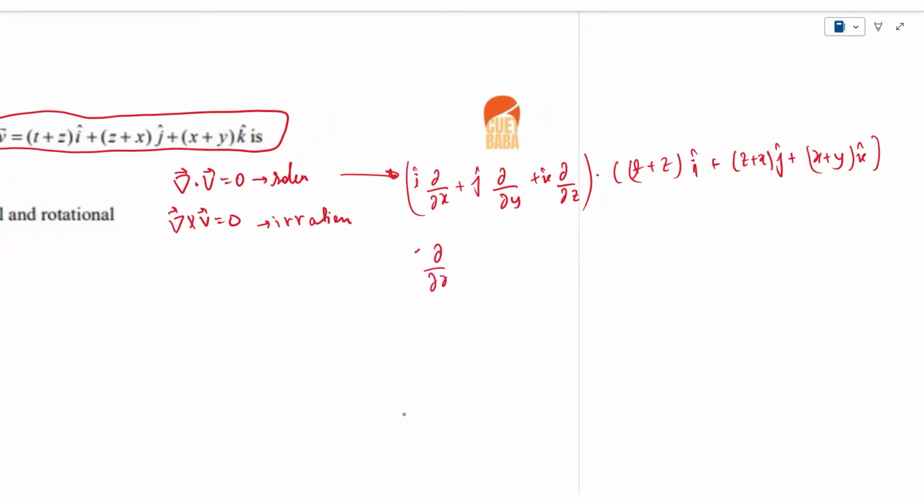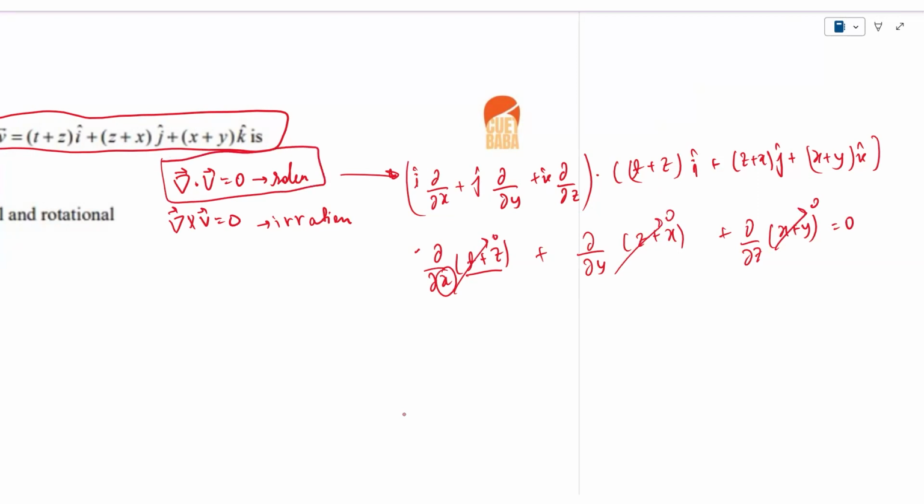It will be del by del x of (t plus z) plus del by del y of (z plus x) plus del by del z of (x plus y). So it will be 0 because we are calculating the partial derivative with respect to x, so all the other variables will be treated as constant. Everything is 0. So that means our vector is solenoidal.